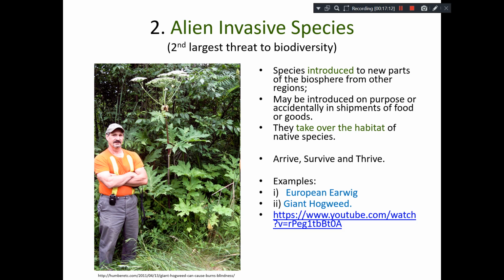So, species introduced to a new part of the biosphere from another region. Sometimes it may be introduced accidentally in shipments for food or goods like Parthenium and Eupatorium, or sometimes they may be deliberately done. They take over the habitat of native species. They arrive here, survive here, and thrive here at the cost of the native species. To give two examples again on the international scenario, one is European earwig and giant hogweed.